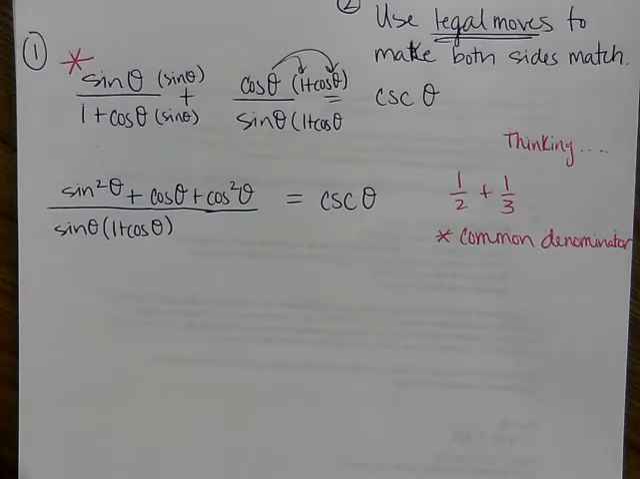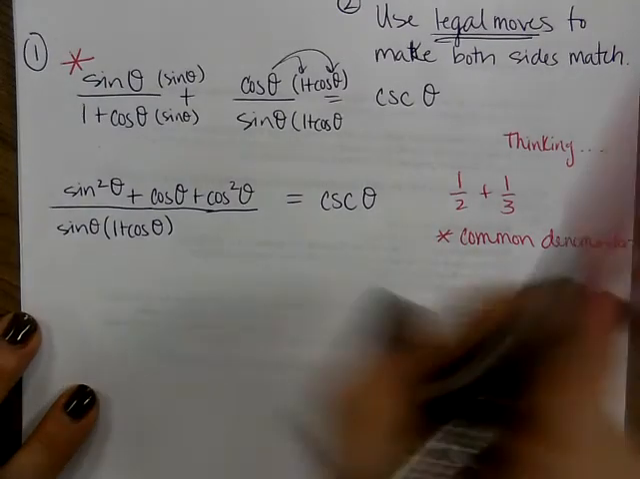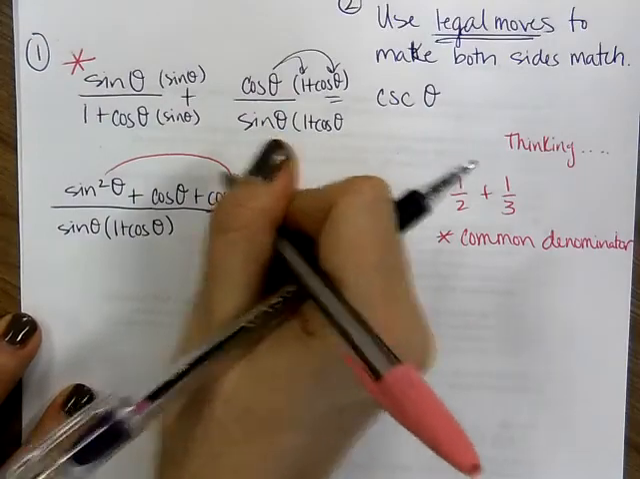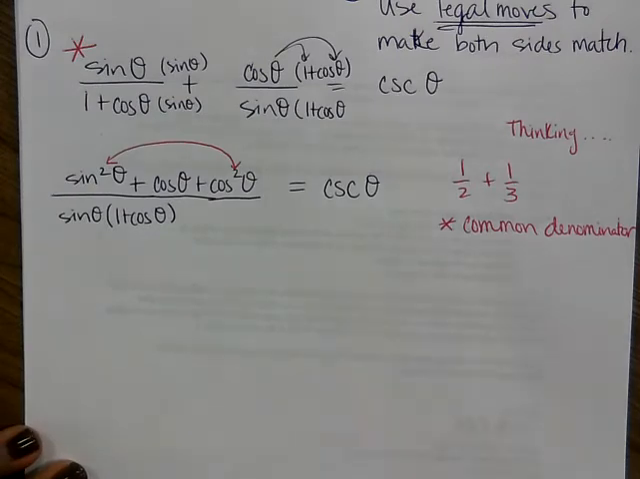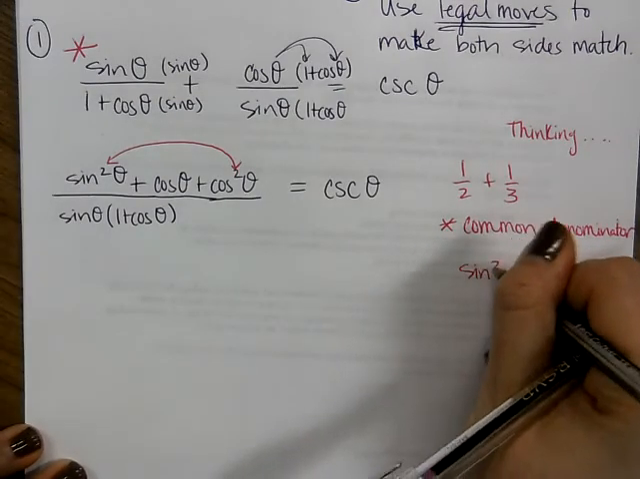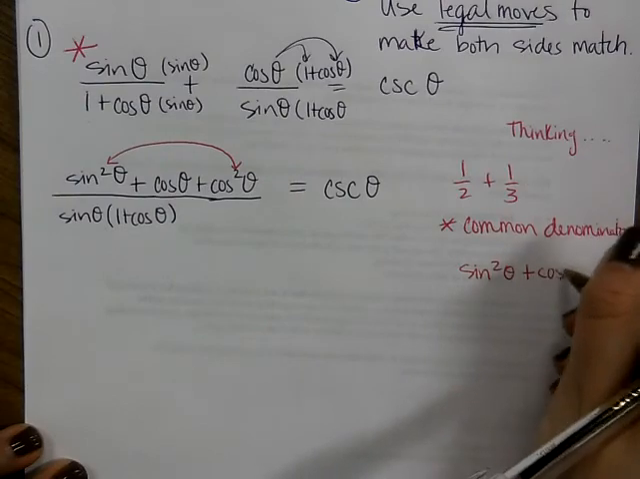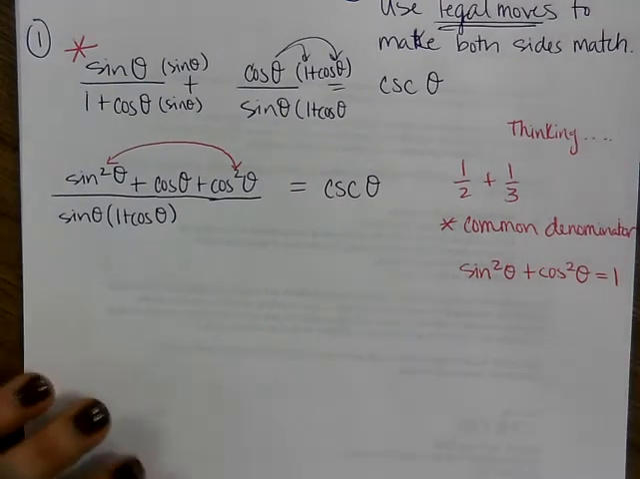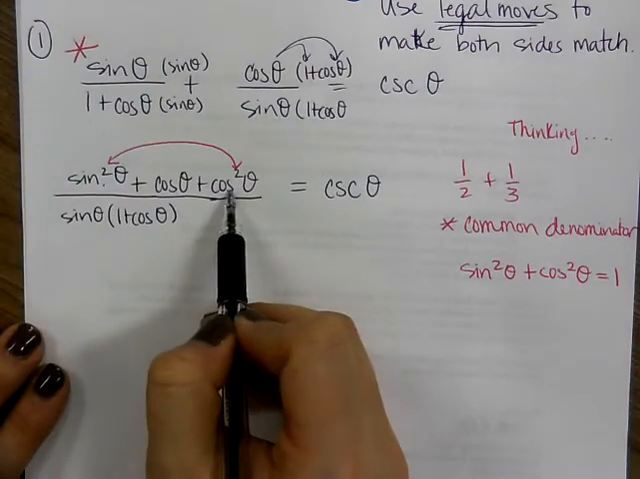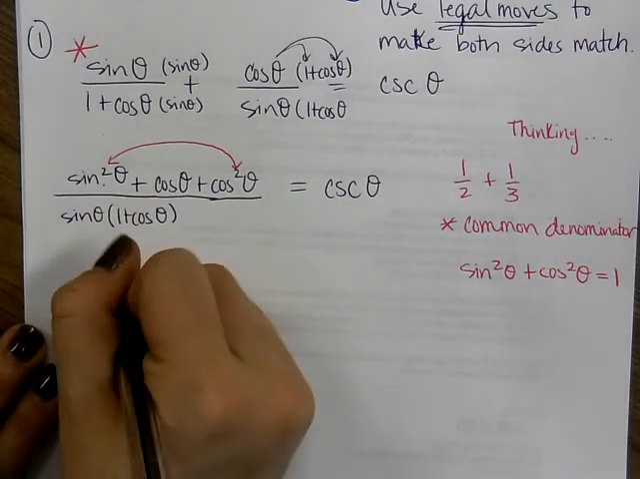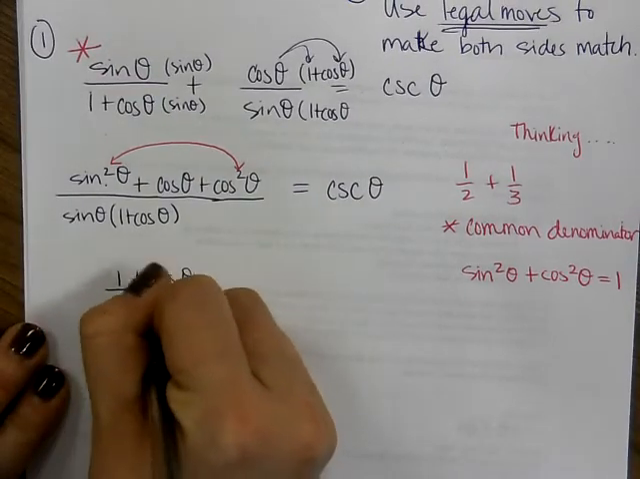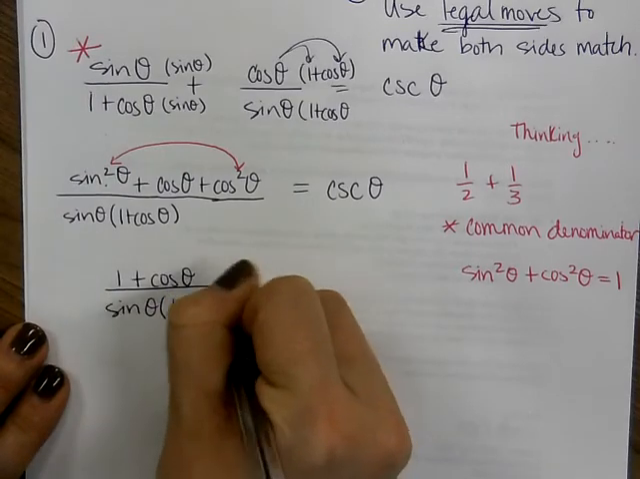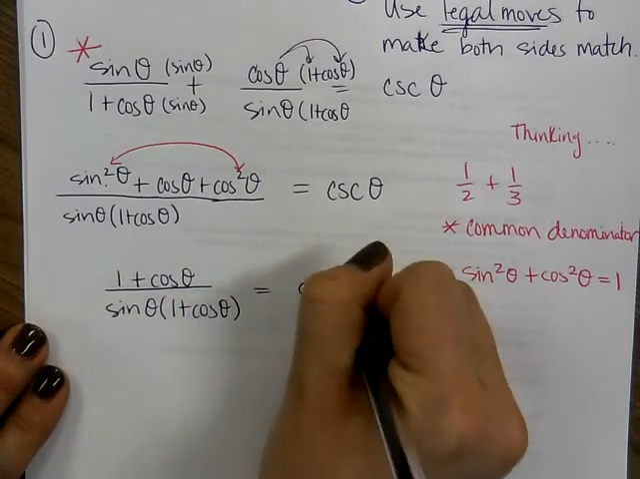Okay, what do you see now? What's going on here? What's sine squared plus cosine squared? So sine squared plus cosine squared is 1. So sine squared plus cosine squared is here in our numerator. So I can now change this to 1 plus the cosine of theta over sine of theta times 1 plus the cosine of theta equals cosecant of theta.